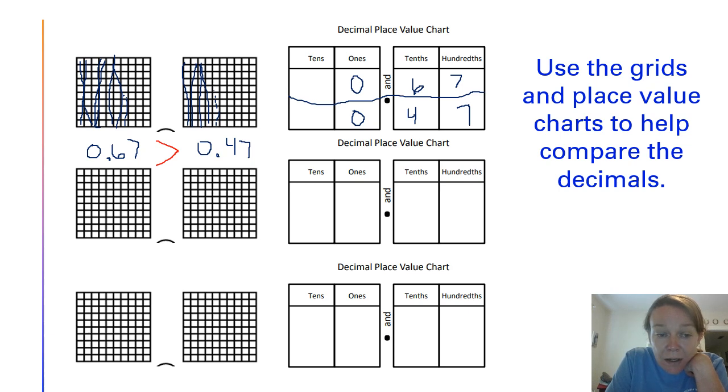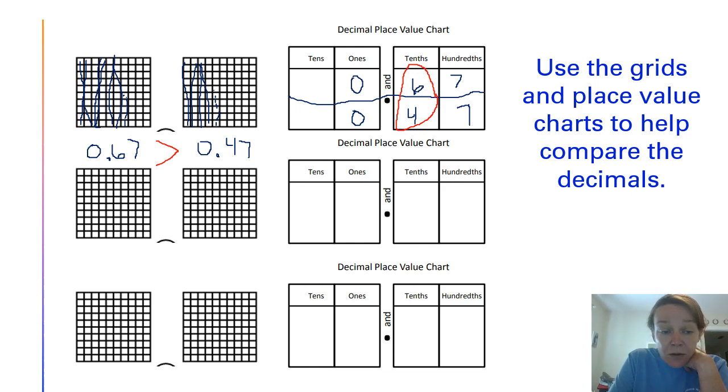The reason why 67 hundredths is larger than 47 hundredths is because of this tenths place value. When we look at our ones, we have no wholes. Neither decimal has any wholes, so we move to the next place value. This decimal has 6 tenths and this decimal has 4 tenths, which means that if we look at the model, this decimal has 6 columns shaded and this decimal has 4 columns shaded. So that makes 67 hundredths greater.